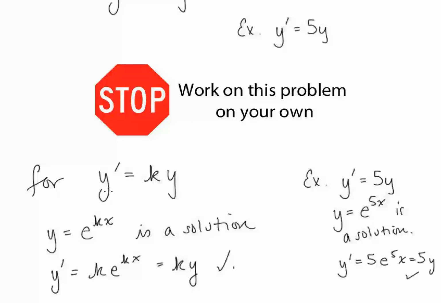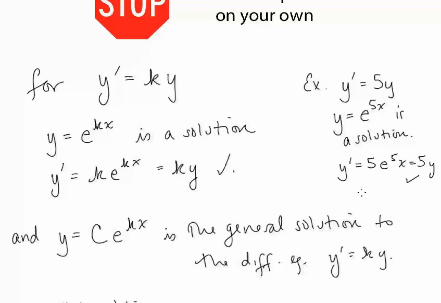So in general, we have y prime equals ky, and y equals e to the kx is a solution of the differential equation because y prime is equal to k e to the kx, or k times y. So this is one solution for this differential equation, just as we have one solution for this differential equation. But what would the family of solutions look like for these differential equations?